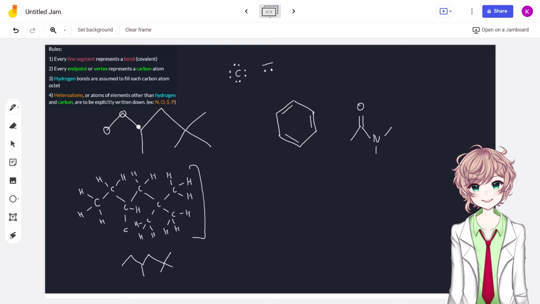So it's very important to understand the language of these drawings. So let's look at this one next. All right. So here we see some double bonds, and let's read our rule again. Every line segment represents a bond, and every endpoint or vertex represents a carbon atom. So let's draw the carbons first.